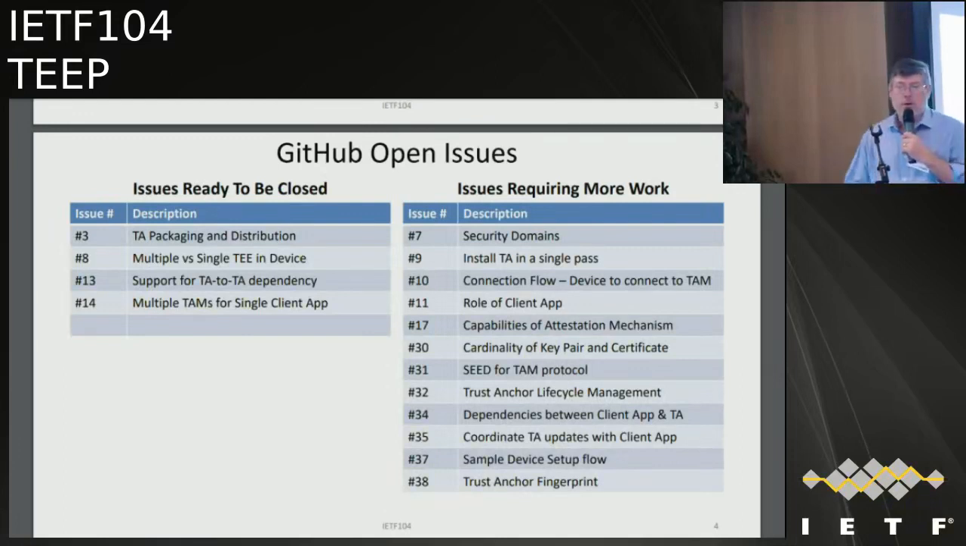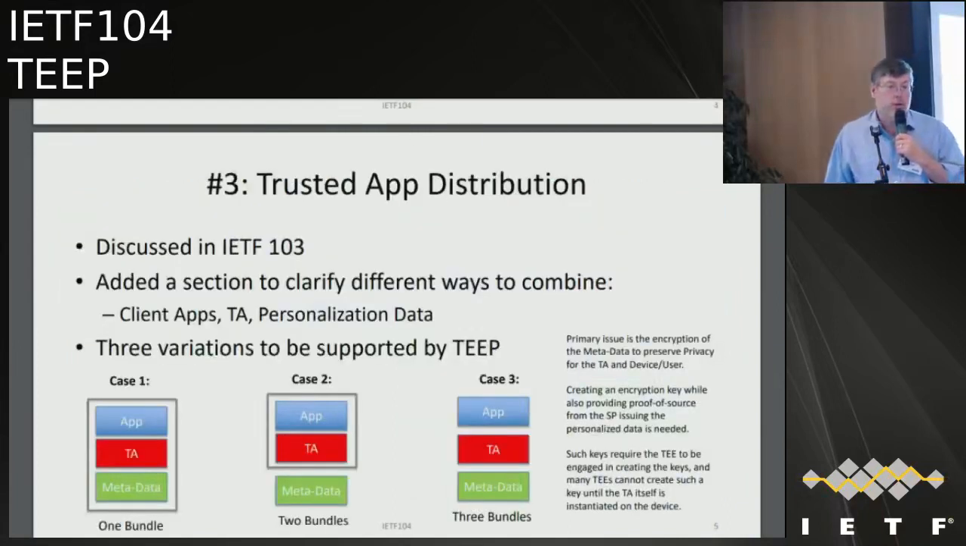Others are more just, we got to get around to making the changes in the document, like trust anchor, fingerprint, and some of the key stuff that's going to change a little bit. We just haven't gotten around to that yet. But those are the issues that are open. Okay, next slide. So what I want to do is talk through the issues that we've closed or are ready to close.